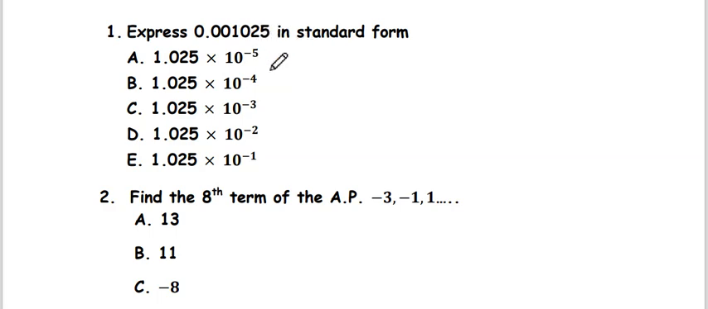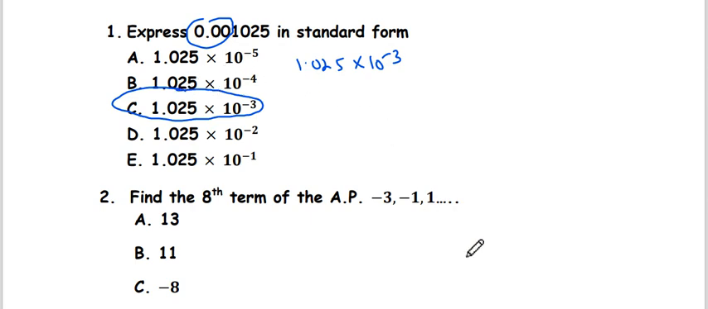Today we'll be solving this question. This is NECO mathematics questions. It's actually a preparatory class. Number one says express 0.001025 in standard form. So this will be 1.025 times, three zeros come before this, so it will be times 10 raised to power minus 3. Option C is our answer here.